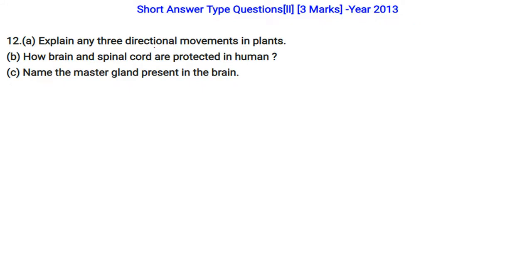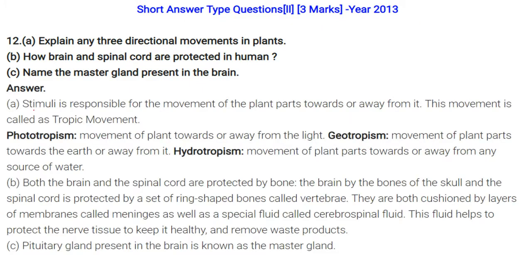Explain why there are three directional movements in plants. Stimuli are responsible for the movement of plant parts towards or away from them, and this movement is called tropic movement. For example, phototropism. This is the movement of a plant towards or away from light.